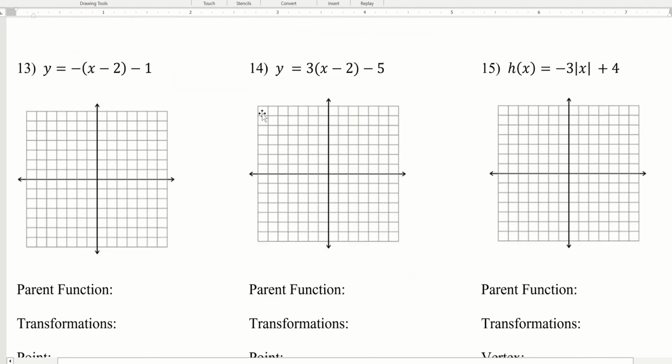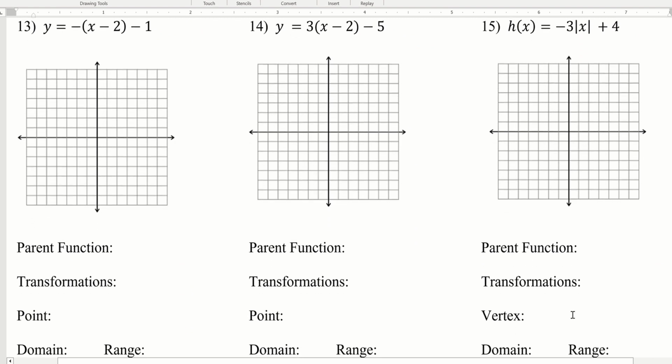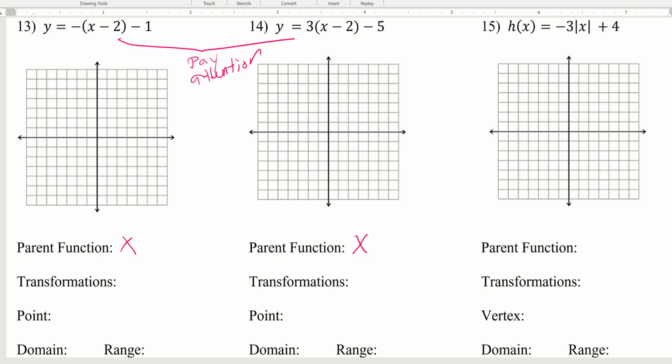Okay. So now 13 and 14, the hardest part about 13 and 14 is just make sure that you're paying attention, right? So on these two, pay attention. Right? So we no longer are doing absolute value. Both of these parent functions are just a line. Okay, so we do the same idea, but we have a point, so opposite h. So 2, -1, opposite h, keep the k.